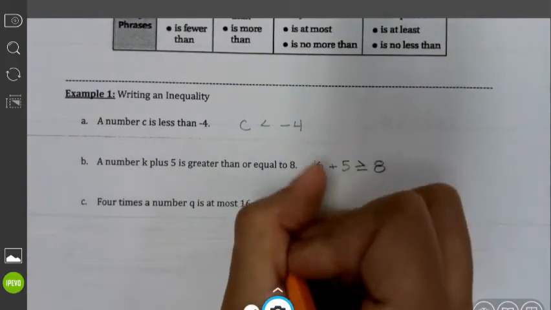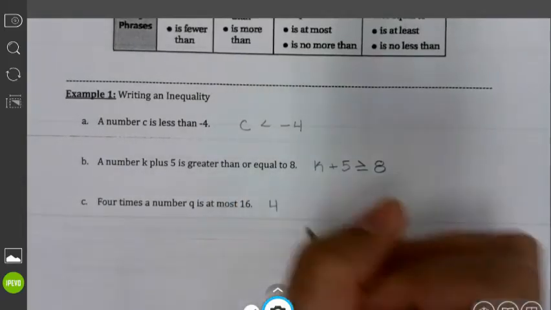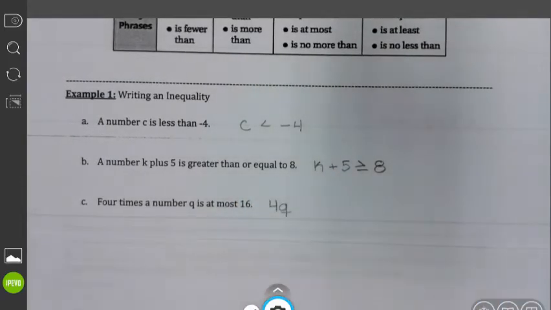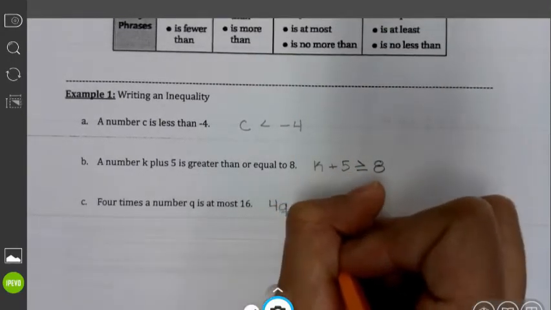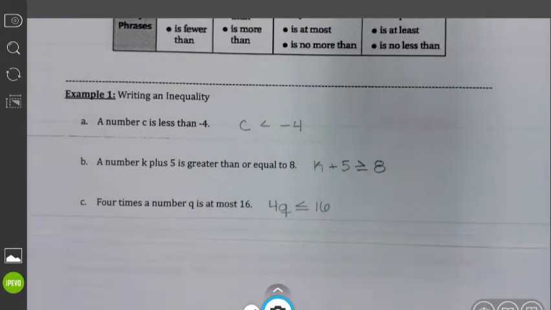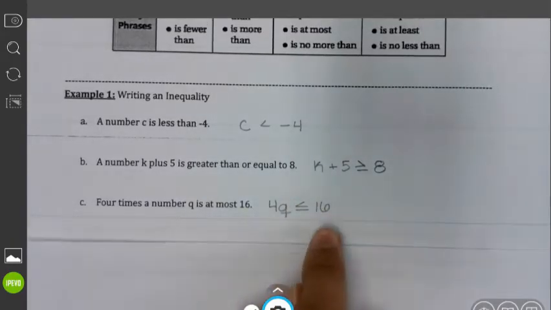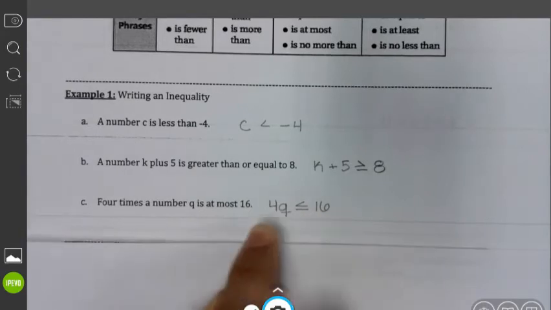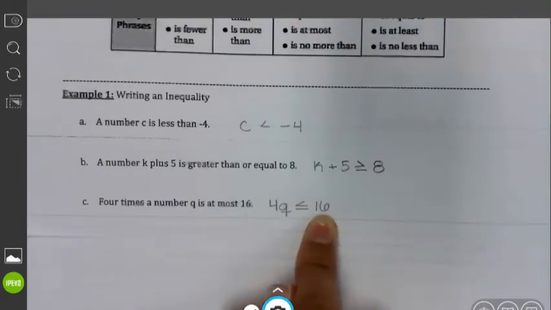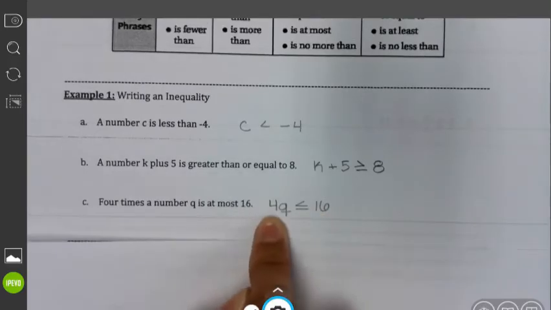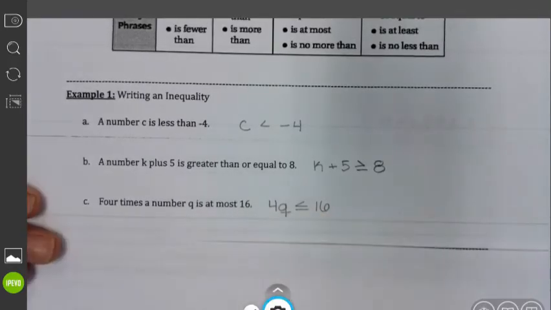Four times a number Q, so remember, we can just put those right next to each other, it shows multiplication, is at most 16. So this is showing that 16 is the biggest number that we can have. At most also means that it can include 16. I like to think of this in terms of money. If you say I have at most $5, it means that your number can be smaller than 5 or equal to 5.